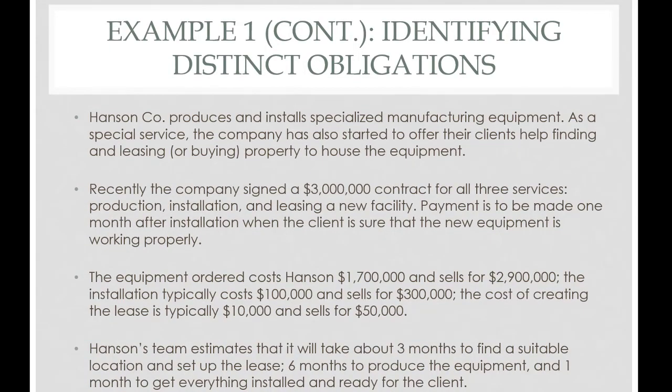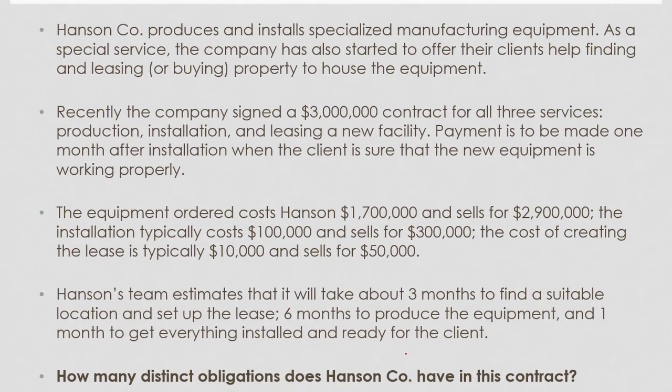This is Hansen Company. They produce and install specialized manufacturing equipment. In addition, they've also started to offer their clients help finding and buying or leasing property to put the equipment, because apparently they make stuff so big that it was hard for their clients to find a place to install it. So recently they signed a $3 million contract for all 3 services. They're going to produce, install, and lease the facility while they will do the installation. Payment will be made after installation so the client can be sure that the new equipment is working properly.